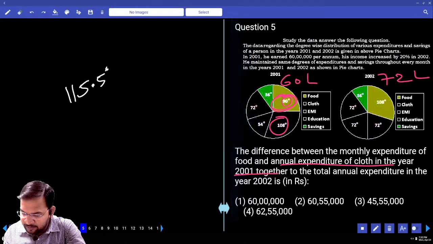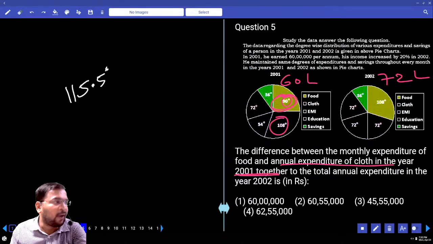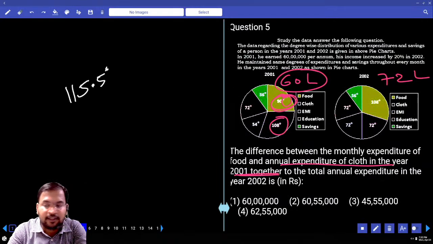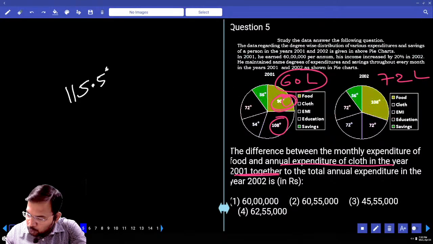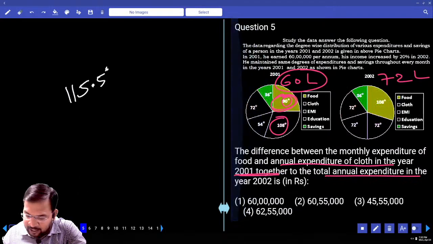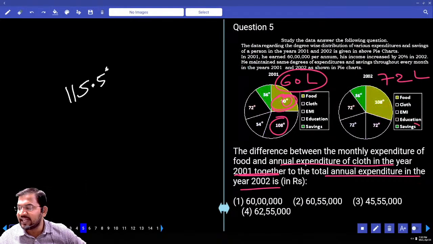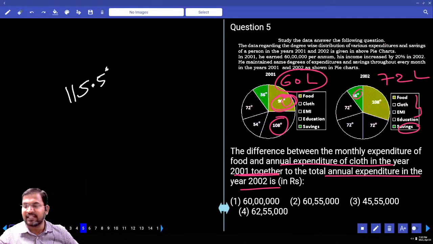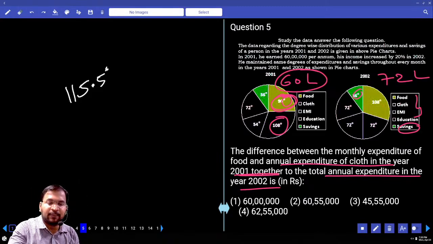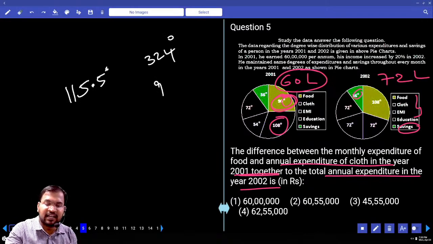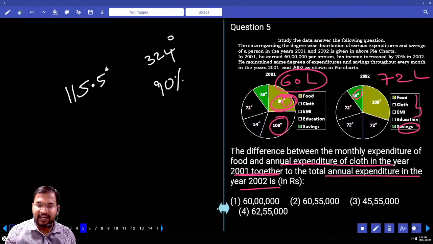In which year? 2001. The total in 2001 is 60 lakhs. Now the annual expenditure in the year 2002. Saving is not an expenditure, na. Remaining all are expenditures only. Savings in 2002 is 36 degrees. If you subtract 36 degrees, the remainder is 324 degrees. Expenditure is 324 degrees. Are you clear? 324 degrees is nothing but 90%.